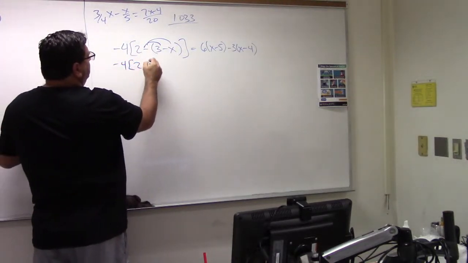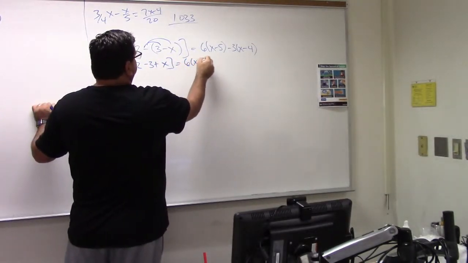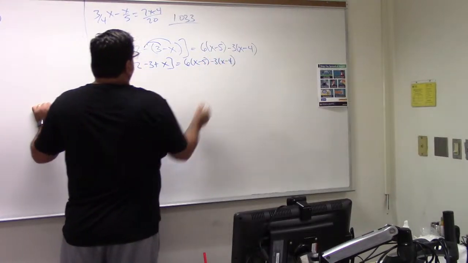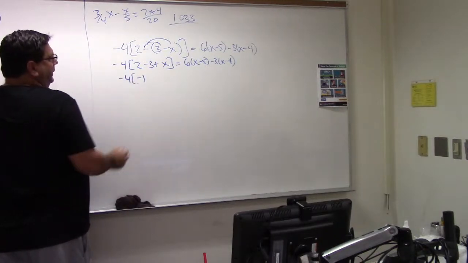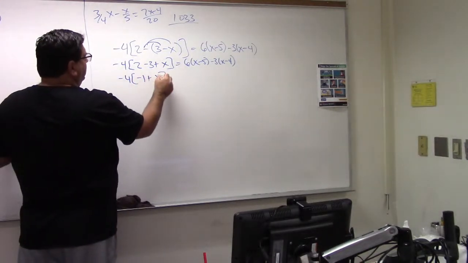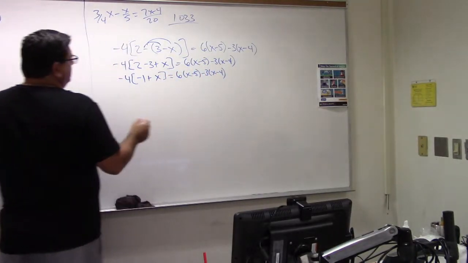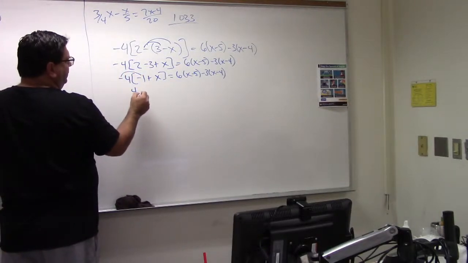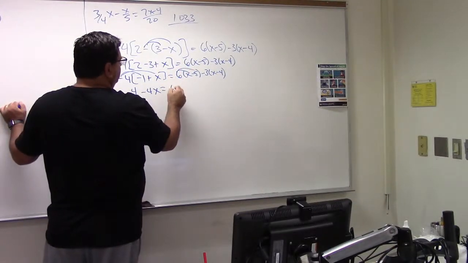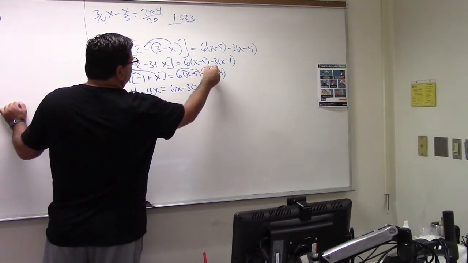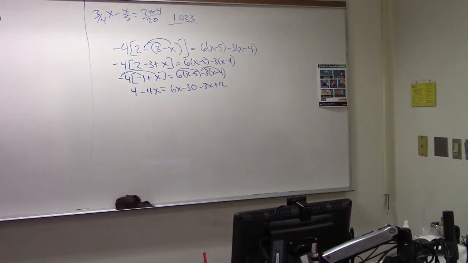-4, 2, -3, plus x. Yeah? Yeah. 2 minus 3 is -1 plus x. -4 times -1 is +4 minus 4x equals, I'm going to go ahead and distribute this side too. 6x minus 30 minus 3x plus 12. Let me pause there, make sure you got to that point.